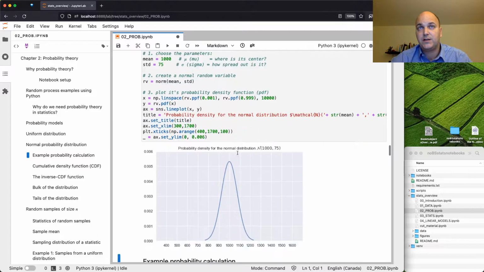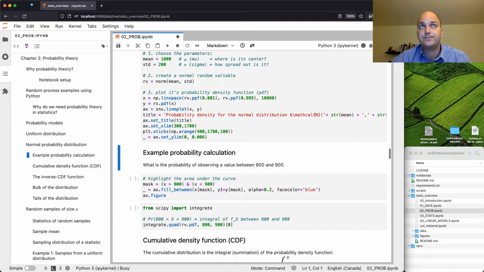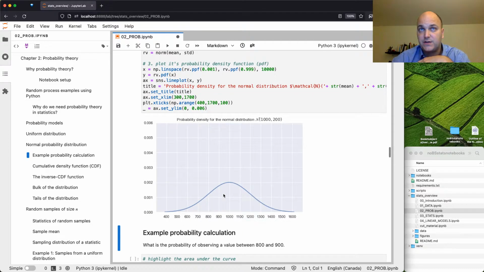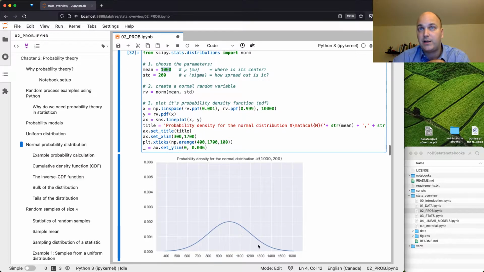And you see it got squeezed a little bit. If we want to make it wider, we can put 200 here. So you see it's much more variability, right? In the middle is still 1000, but now the numbers go all the way to 1400 and to 600. You know, it's spread out. I'm gonna put back the 100.